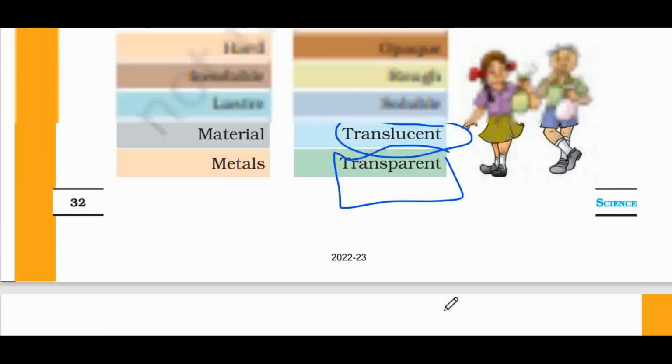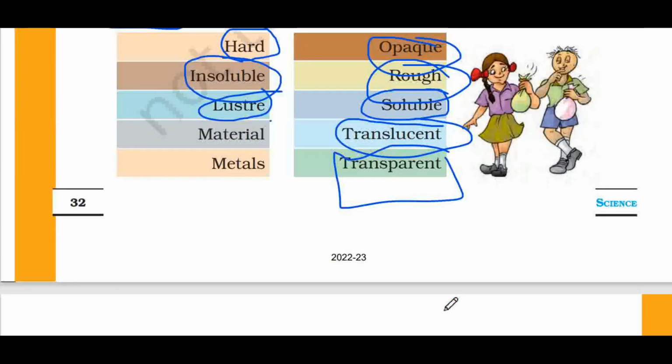Now ask your friend about these keywords. Does he or she know about them? These keywords' meanings are written in the description below. Check it out. Let's discuss summary points.